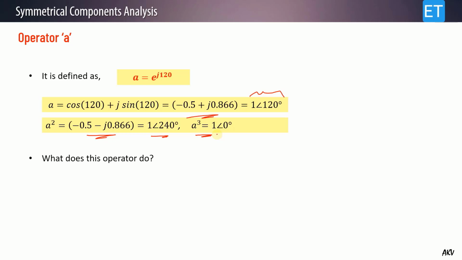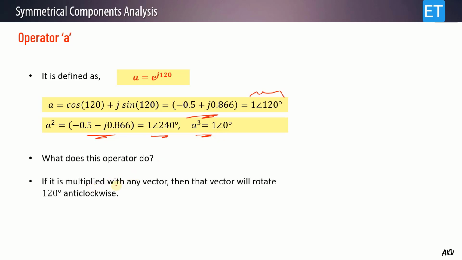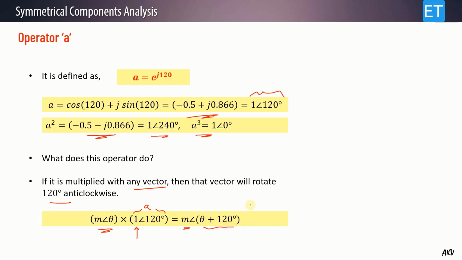So what does this operator do actually? If it is multiplied with some vector, then that vector will rotate by 120 degrees anti-clockwise. For example, if you have one vector, let's say M angle theta, then this is your operator A. If you multiply this, you can see that because of this one, your magnitude does not change, but the angle is changed, and now the angle is theta plus 120. So your vector is rotated anti-clockwise by 120 degrees.